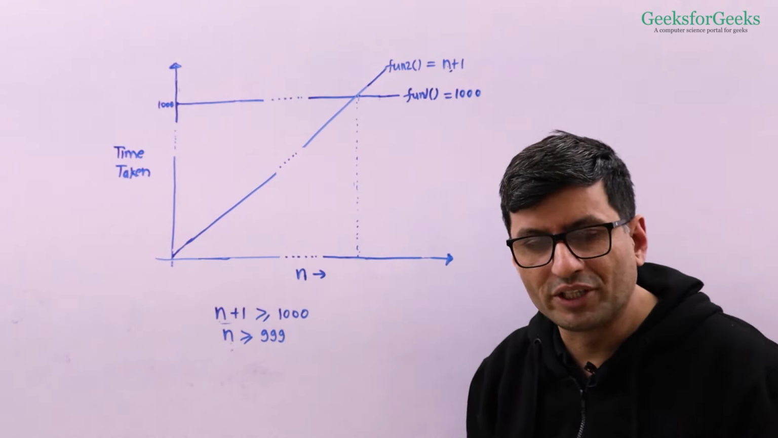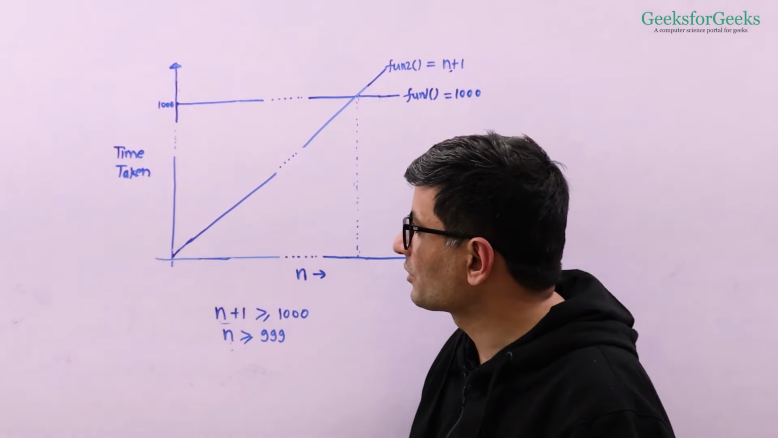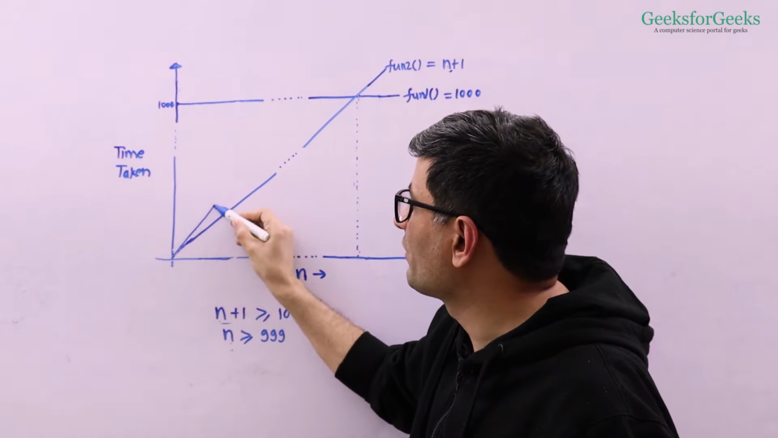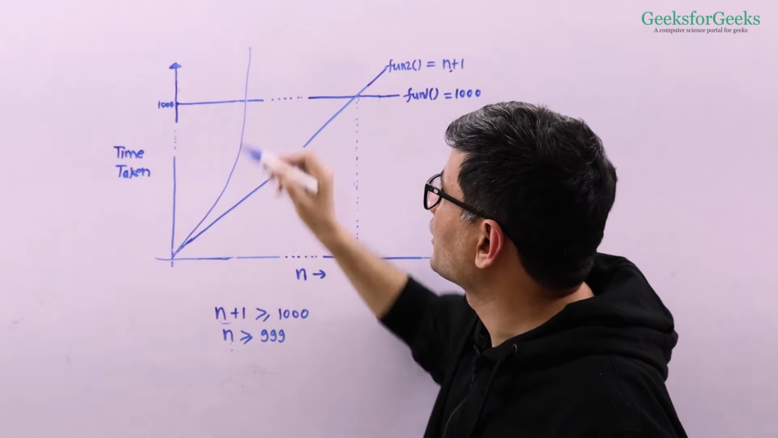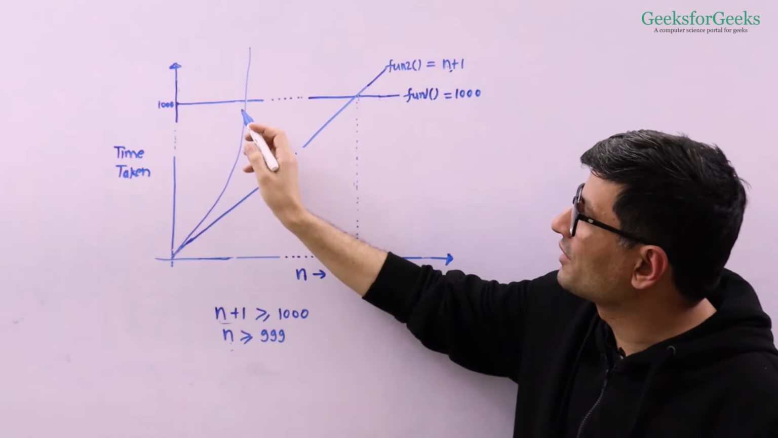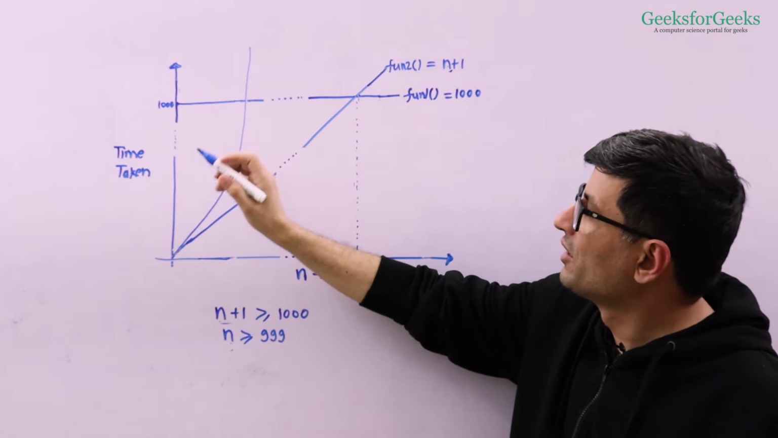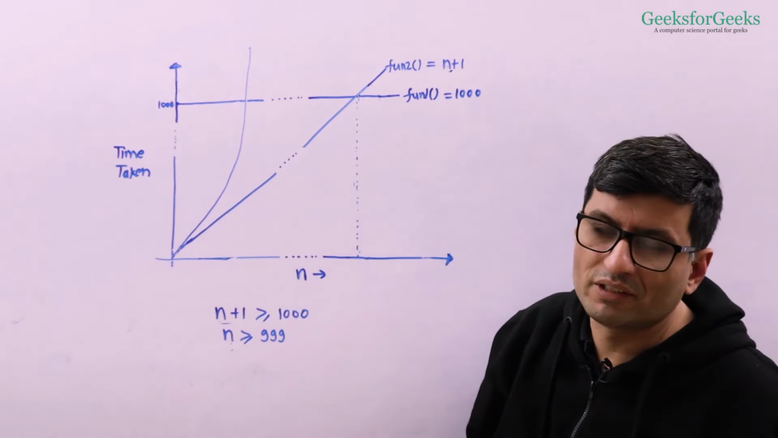Before we end this video, let's quickly talk about fun3 also. Fun3 is a quadratic function, right? And quadratic functions grow even faster. So quadratic functions grow like this, right? So fun3 is going to have a value again, after which it's going to take more time than even fun1 and fun2.